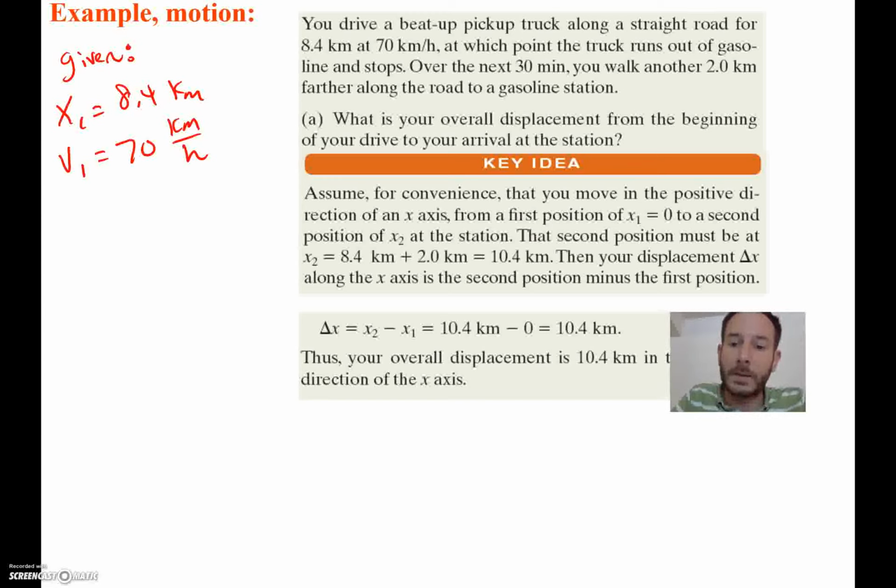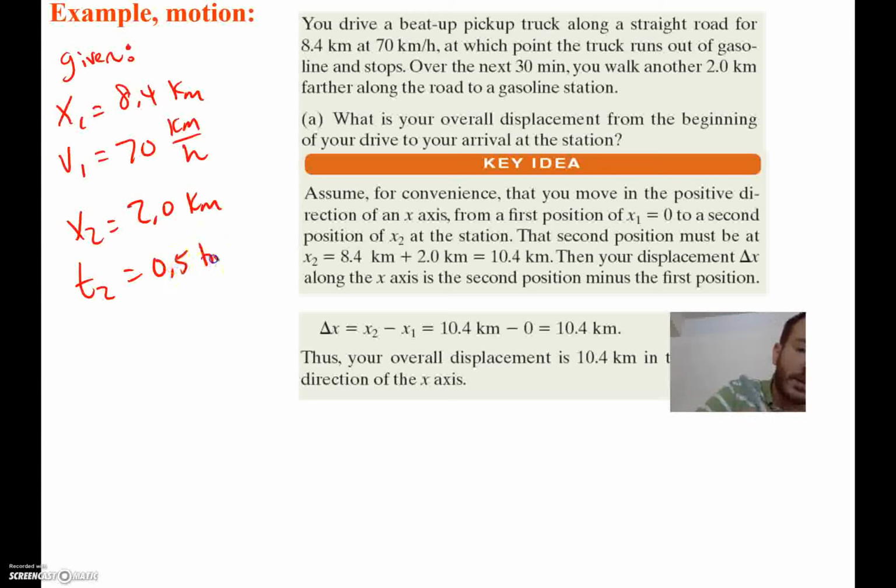So for the next 30 minutes, you walk another 2 kilometers. So let's say our x2 is then going to be 2.0 kilometers, and our t2 is going to be 30 minutes. And let's keep everything in hours since we have our speed in hours. So we'll say 30 minutes is 0.5 hours. Okay? All right. So assume for convenience that you move, excuse me, I forgot the question.